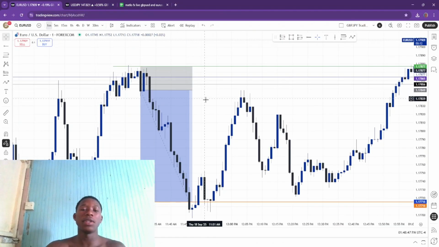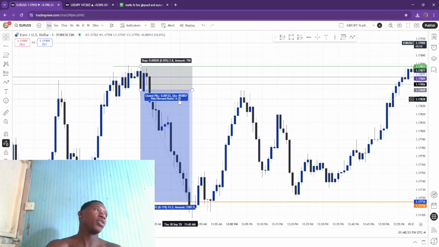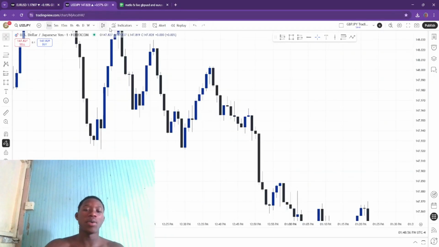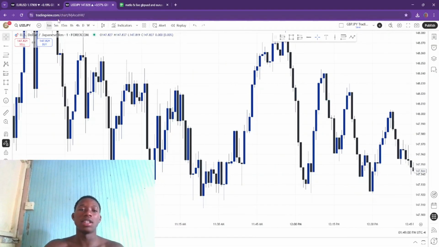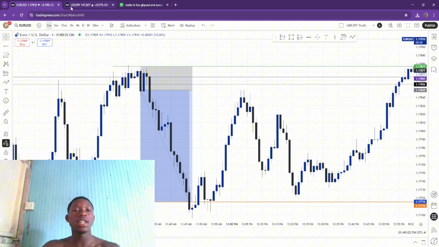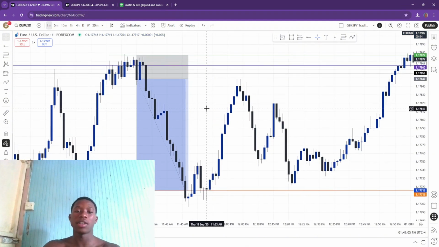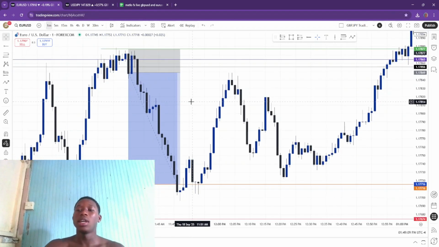So that's what happened. We didn't take the USD/JPY trade because we were already in a EUR/USD trade, and the USD/JPY trade didn't give me what I wanted. Basically, the USD/JPY trade didn't fit my criteria for an A plus setup, so I didn't take it. EUR/USD fit the criteria, so I took it. That's it.